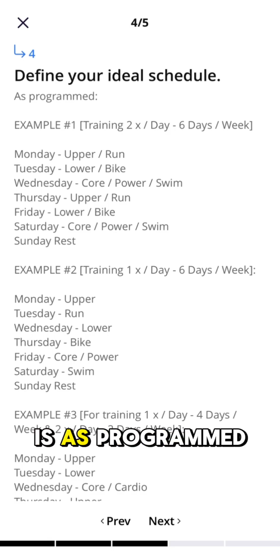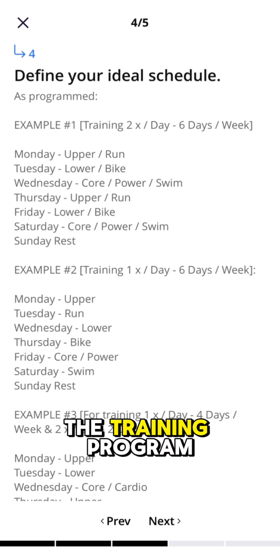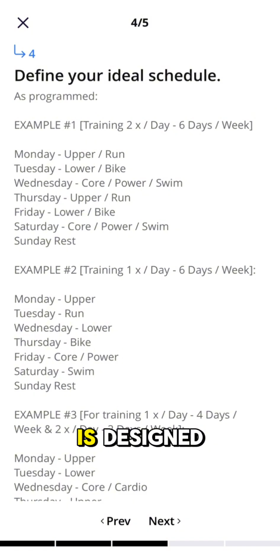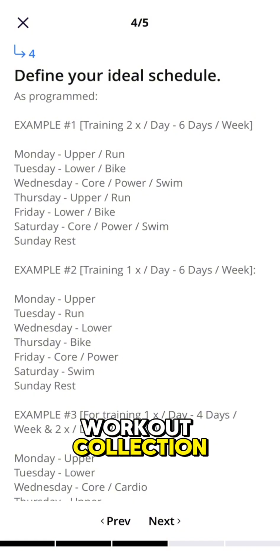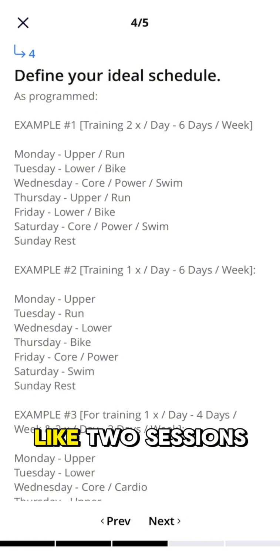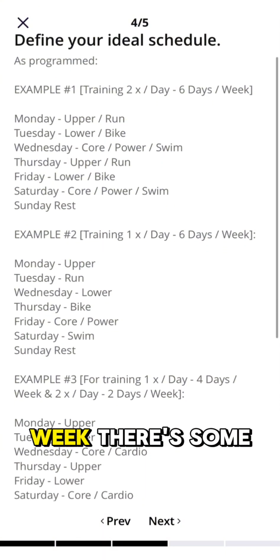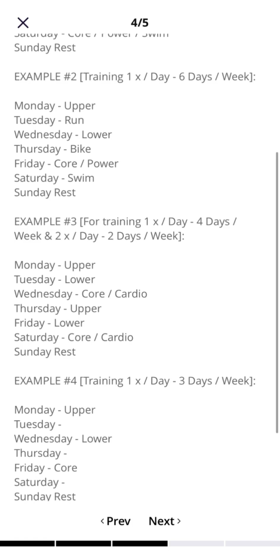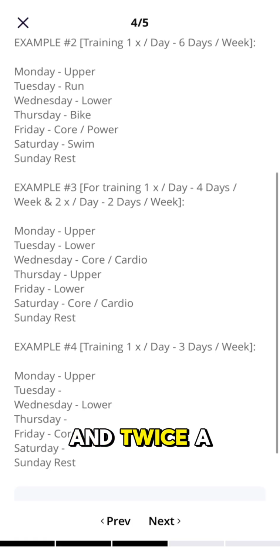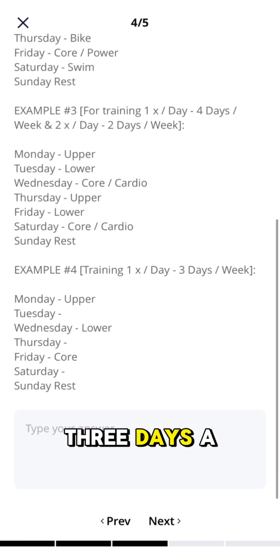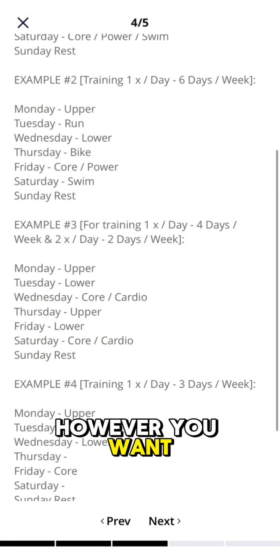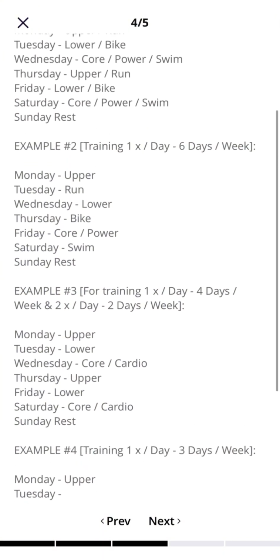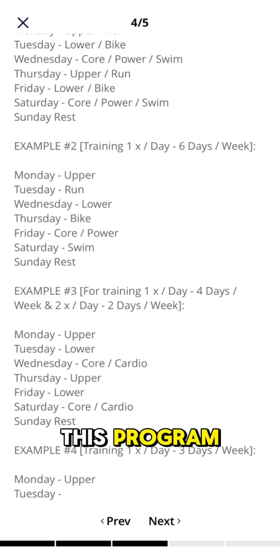The first one is as programmed. That's what the training program is designed like in the workout collection, and that looks like 2 sessions a day. You've got an anaerobic session and an aerobic session 6 days a week. There's some other examples in here too, like training once a day 6 days a week, training once a day 4 days a week, and twice a day 2 days a week, or just training 3 days a week overall. However you want to split up your training, you can make it work with this program.